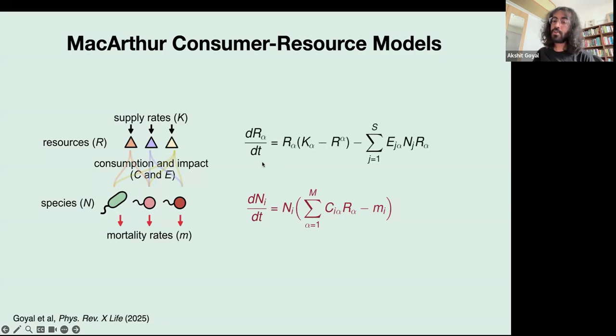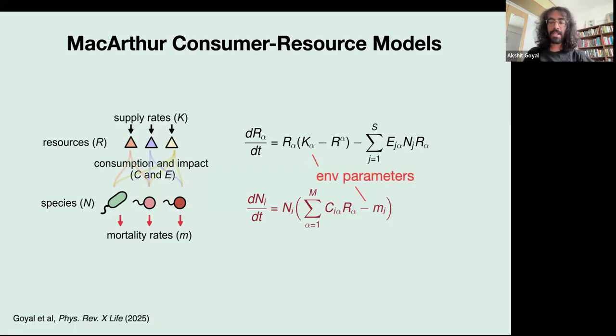The resources also have similar dynamics in that, in the absence of any consumers, these resources are going to be supplied, grow, and then settle to some carrying capacity. But if there are species available, then these resources will get depleted. In principle, of course, we can talk about more complex consumer resource models, which I'll talk about later in my talk. But for now, this is enough to get us started.